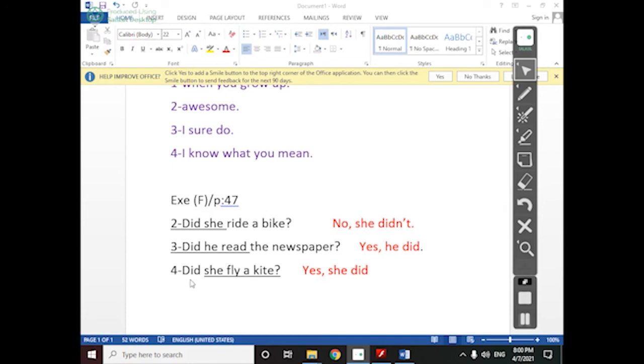And question number 4, they give you the did and you complete the question. We said did is there, so we put subject and verb 1. Did she fly a kite? Yes she did. According to the picture she is flying her kite, so yes she did.